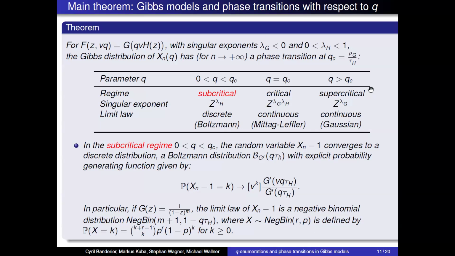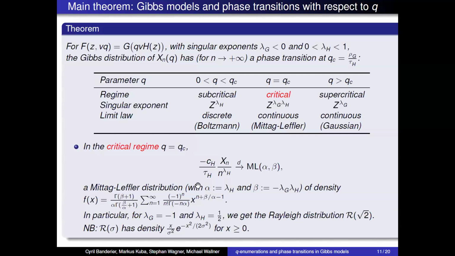Okay, now let's go to the critical case. In the critical case, what we get is that if you renormalize your statistics by n to the lambda h, being the critical exponent of h, then you converge to a general, two parameters Mittag-Leffler distribution. Okay, the density of this distribution is given by this one. One famous specific case of this is, if you take just a sequence of structures behaving like a square root, you get the Rayleigh distribution. So there was some work by Michel Soria and Michel Mota many years ago on this case.